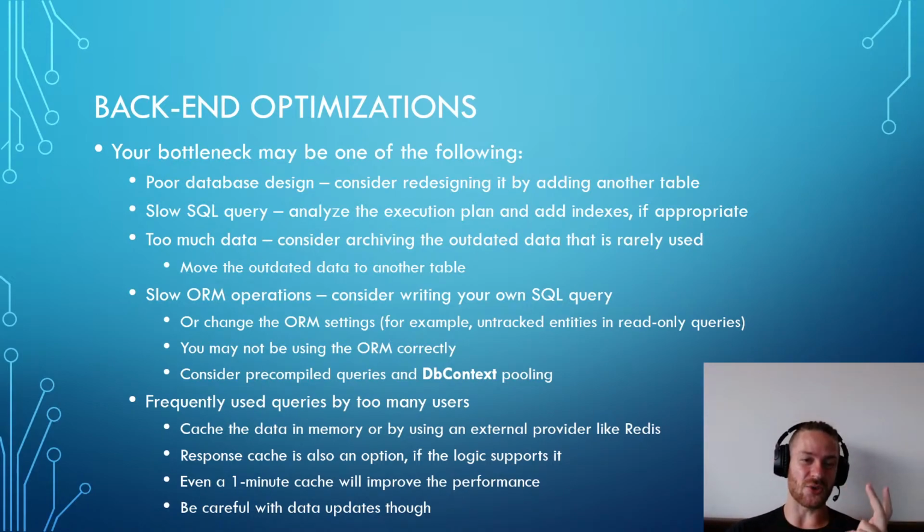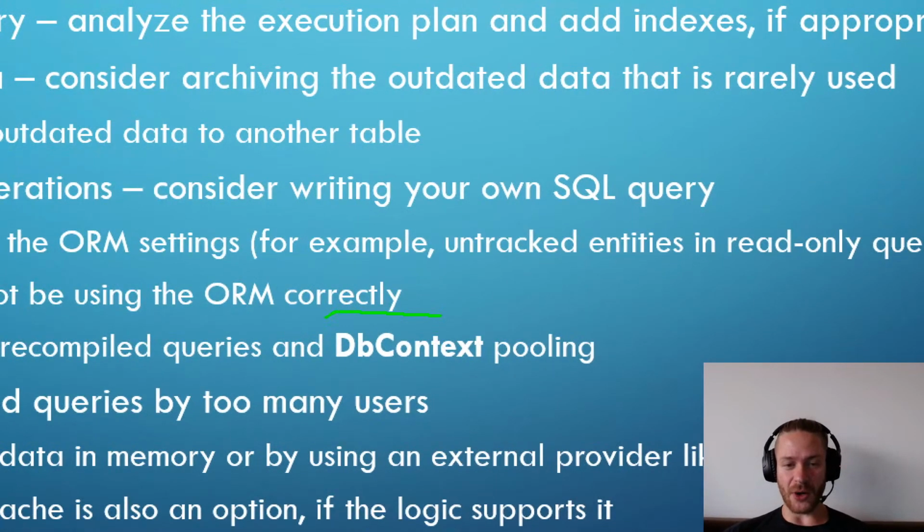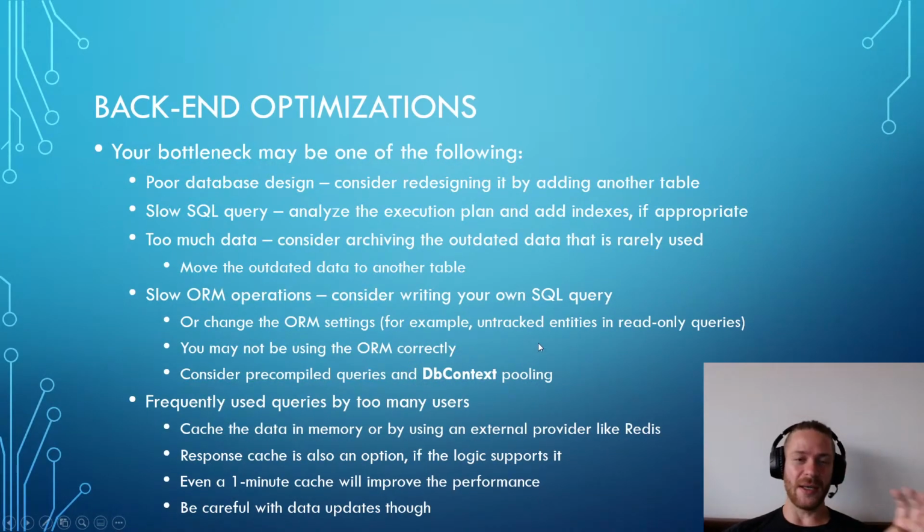You can see the execution plan, you can see the execution time, you can see everything. And the last thing you may try is DB context pooling, but that's only if you run the execution plan and saw that actually the SQL query is fast. Then you saw that the ORM operations are also fast, that the precompiled queries are not improving anything. You may try DB context pooling.